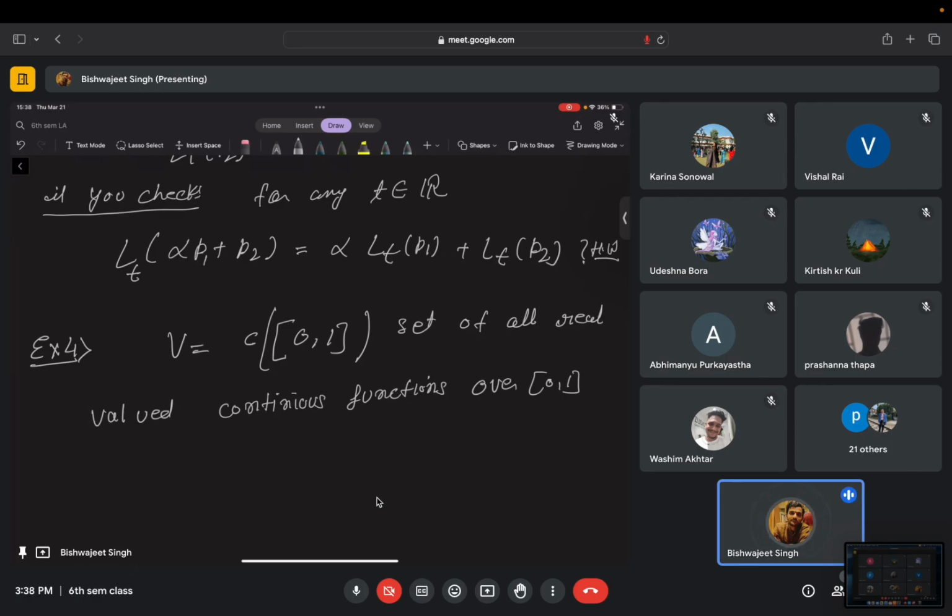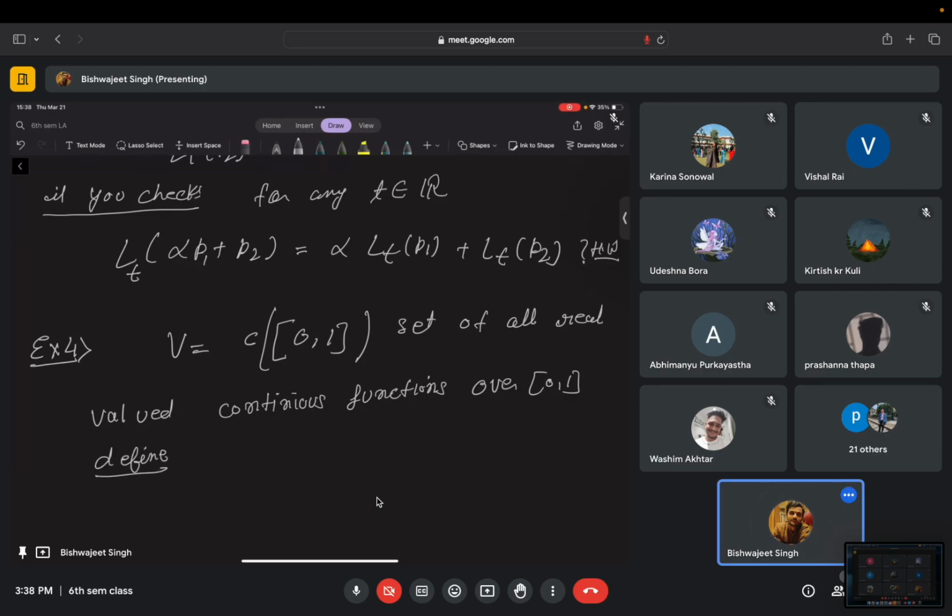Now how is it different from the previous example? In the previous example, the domain was the whole R, so the x value was possible for all R. But here it's not like that. Here the domain we have fixed to 0 to 1, and in the previous example we only took polynomials. Here we are taking all the continuous functions. Any continuous function you can think of, sin x, cos x, e power x, x square, all the polynomial functions are included in this set V.